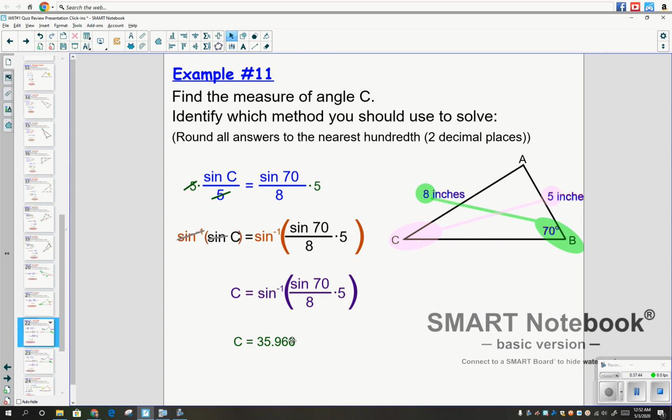This second 6 tells me to round up. Angle C is a measure of 35.97 degrees.